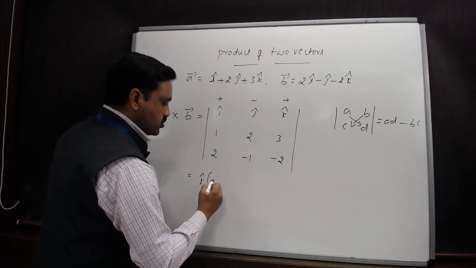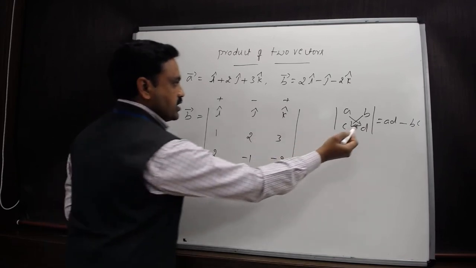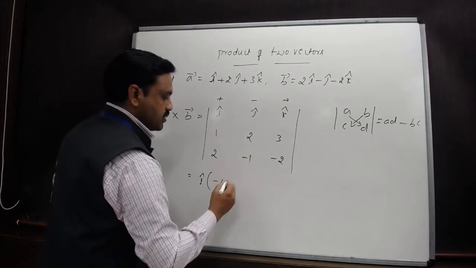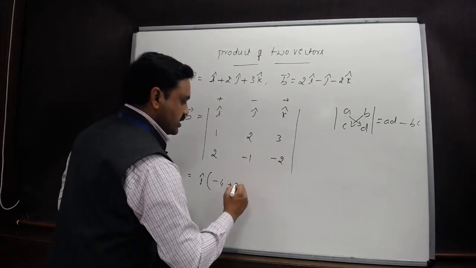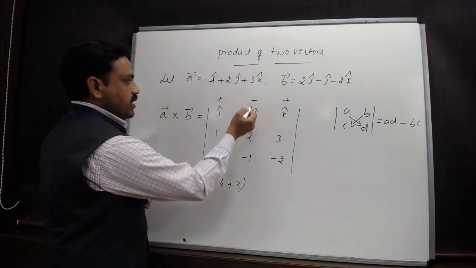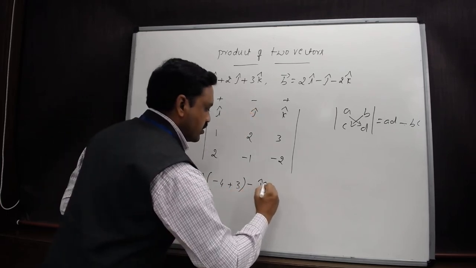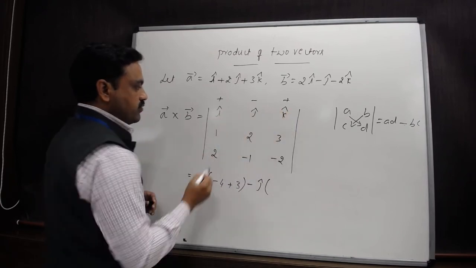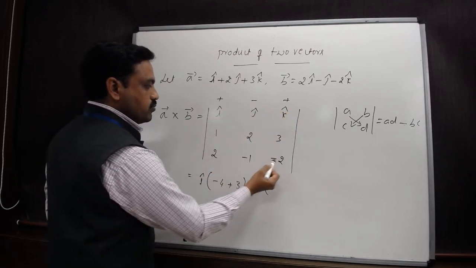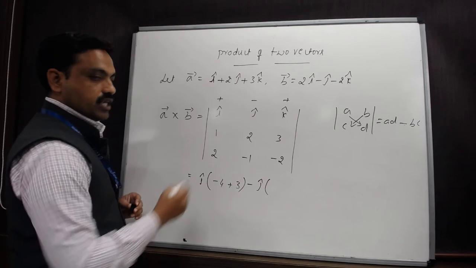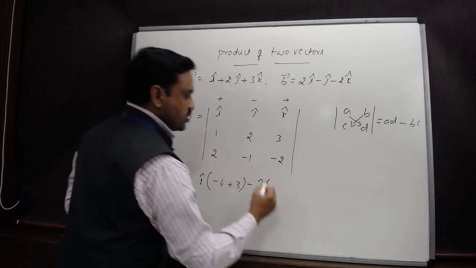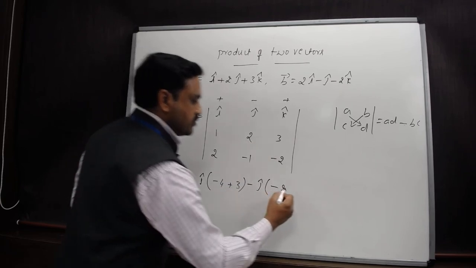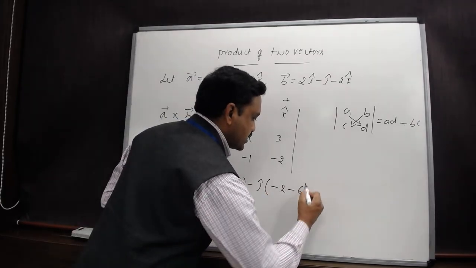2 into minus 2 is minus 4. Here in the formula minus is there, so here already one more minus. That minus minus becomes plus. 1 into 3 is 3. Now minus j cap into, so leave the particular column and particular row. 1, 3, 2, minus 2. Same determinant rule. 1 into minus 2 is minus 2. 2 into 3 is 6. In the formula it is minus 6.